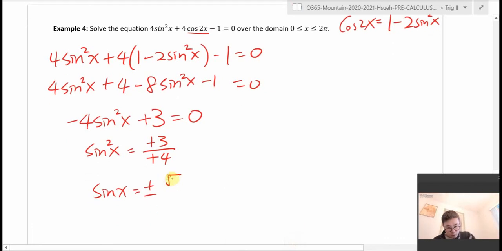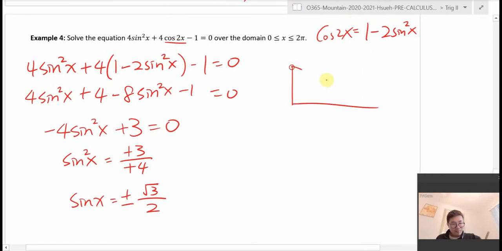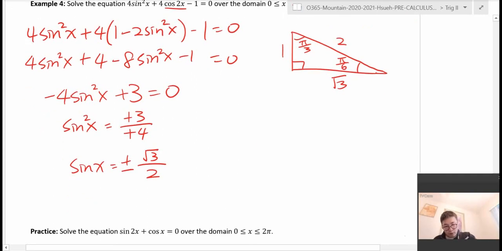Square root of 3 is root 3, square root of 4 is a 2. So root 3 over 2. This is one of the special triangles, of course, right? Okay, so then again, special triangle, 1, 2, root 3, this is pi over 3, pi over 6. The reference angle is going to be root 3, opposite of hypotenuse, so pi over 3. Okay, and now because we have plus minus, we know the answer will be in all 4 quadrants.